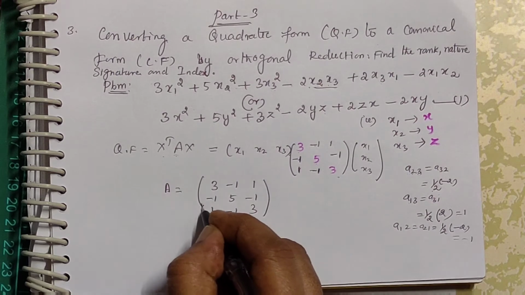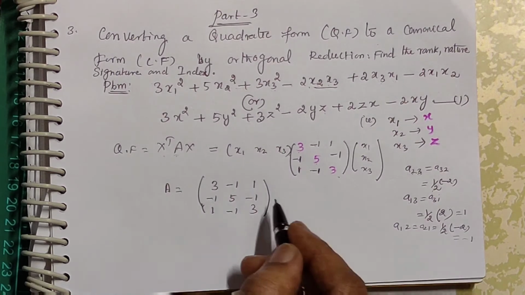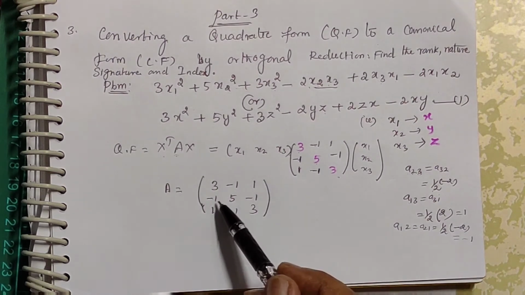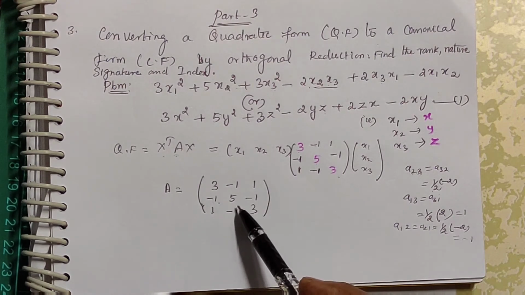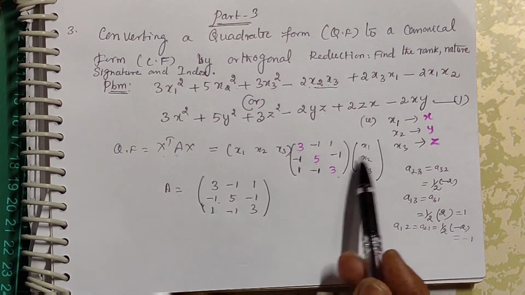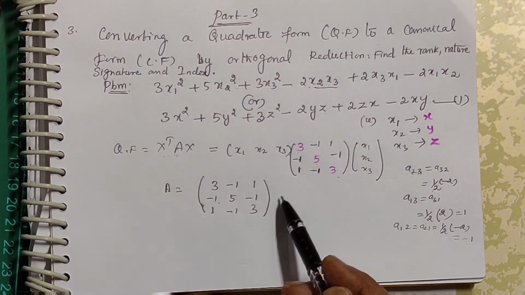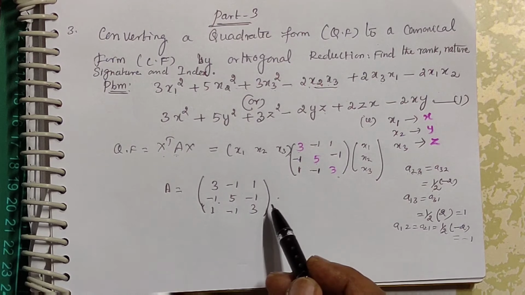If you have a doubt in this construction, please take its transpose and check. 3, minus 1, 1. Yes, we have it. That is, I'm writing column as a row. Minus 1, 5, minus 1. Then 1, minus 1, 3. Yes, done. So this is a symmetric matrix.